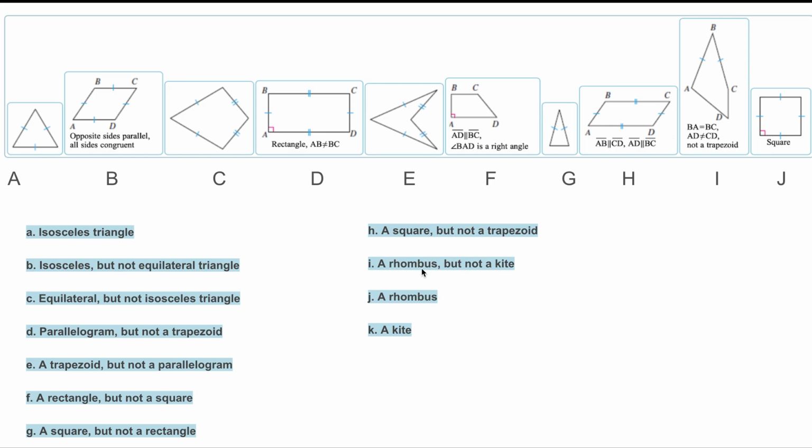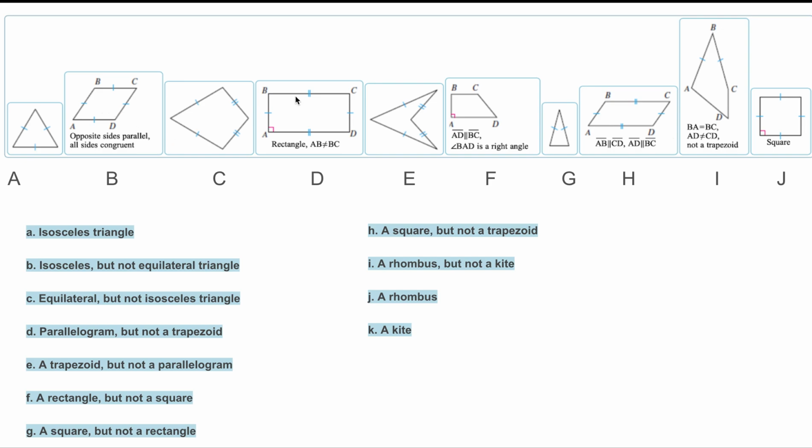So we know that rhombus means all four sides are congruent. So you're going to find all four sides are congruent. But it says not a kite. To be a kite, you need to have two adjacent pairs that are congruent like this. So this is a kite and it's not the answer. How about this one? It is a rhombus because all four sides are congruent. But let's see. The adjacent sides are congruent? Yes, it is. So no, we can't.